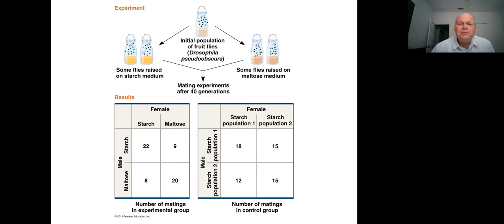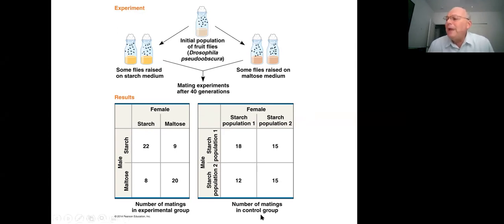After 40 generations, the flies were then reintroduced to each other. But prior to being introduced to each other, they were placed on a cornmeal food source to clear out any evidence of the sugars, so there was no evidence of the sugars in the digestive tracts of the flies, so that they could sense the presence of a foreign sugar in their mating partners. Then the flies were matched up on the basis of same sugar source versus different sugar source and given opportunities to mate. And you can see the results of the experiments here.